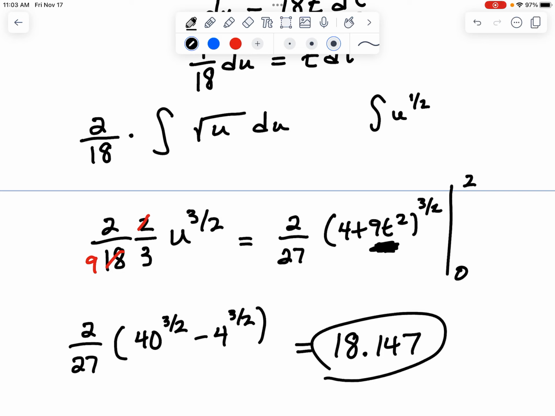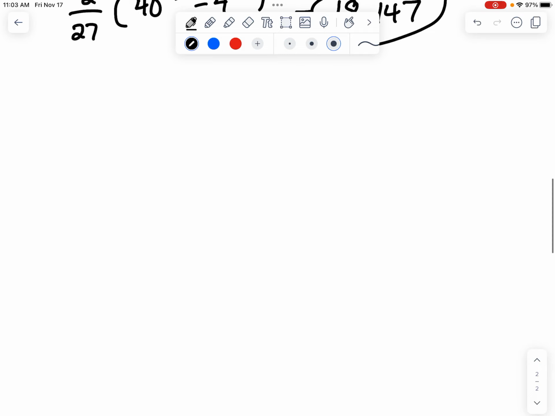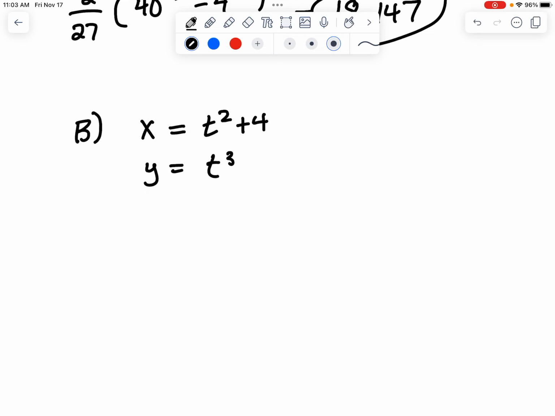Okay, next up, with the same function, find the equation of the tangent line. So part B, and just as a reminder, x equals t squared plus 4, and y equals t cubed. And then find the equation of the tangent line when t equals 1.